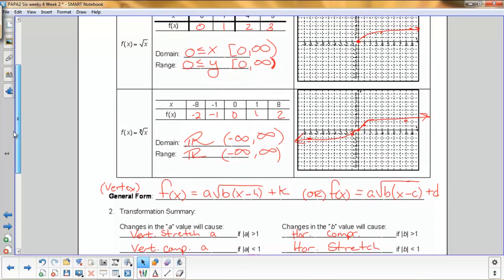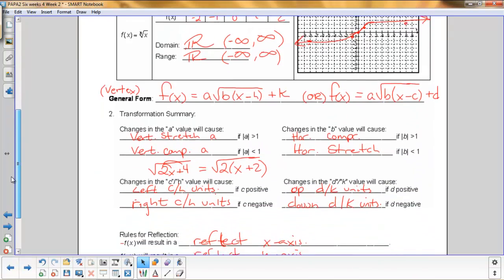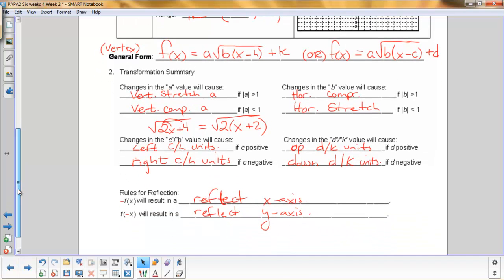General form is also known as vertex form, and it follows that same pattern that we've dealt with in the past. Some forms still use H and K. Other forms of the equation substitute H and K for C and D. So I've gone ahead and written both so that you're familiar with both based on what you see in the work in the days ahead.